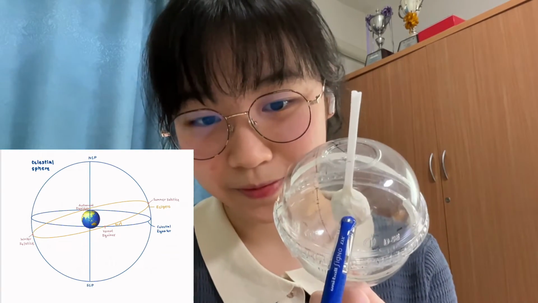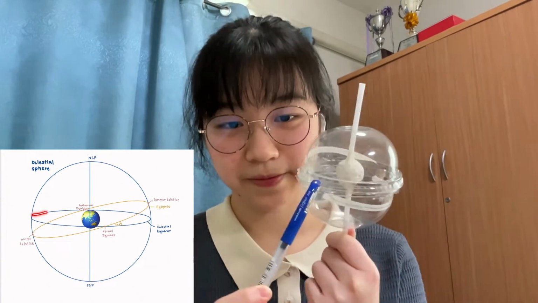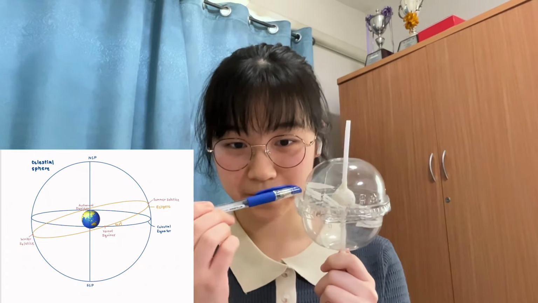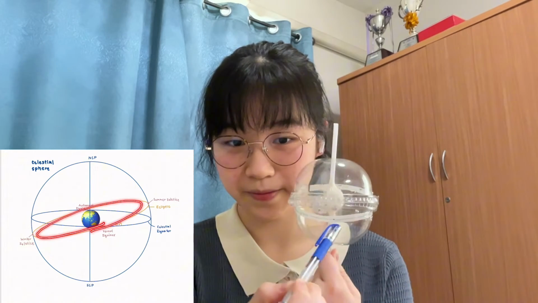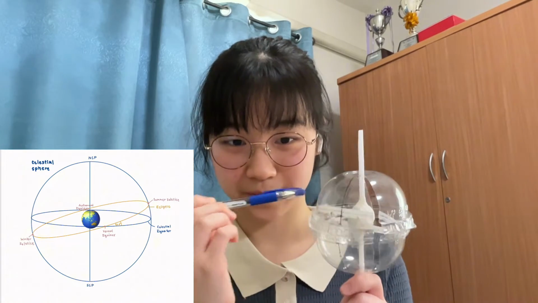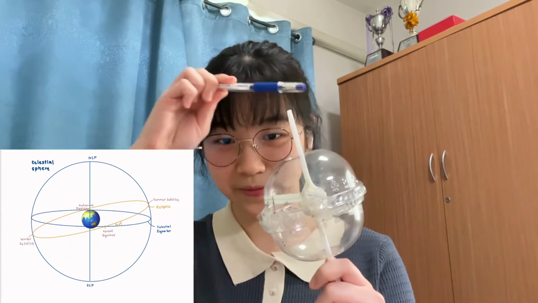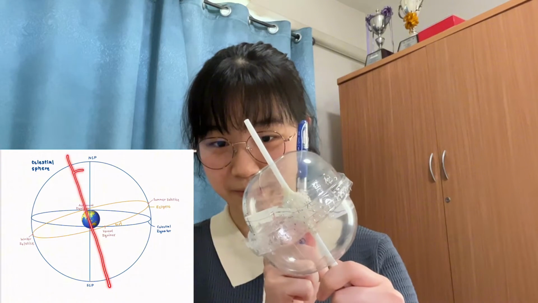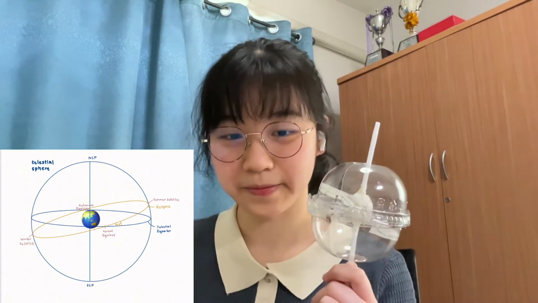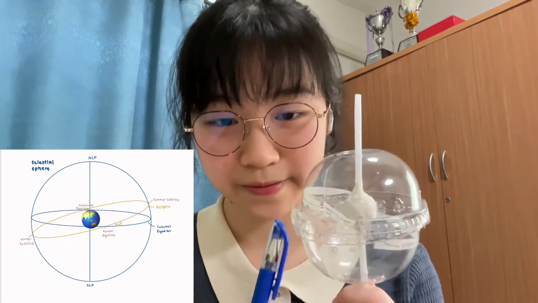The celestial equator is the projection of Earth's equator onto the celestial sphere, and the path that the Sun generally follows on the celestial sphere is called the ecliptic. It is tilted by approximately 23.5 degrees relative to the celestial equator. The intersection of the ecliptic and the celestial equator has 2 points.